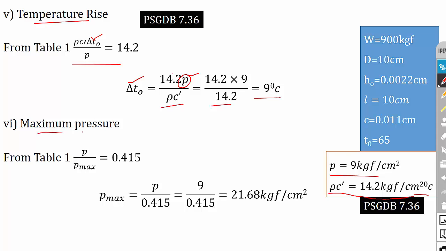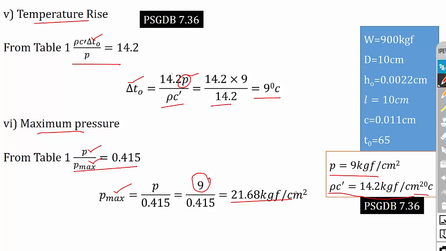Then the last step is calculation of maximum pressure. So from the table, P by P max is equal to 0.415. So here P is the pressure value and P max is the maximum pressure. So further P max is equal to P divided by 0.415. P we have calculated, it is 9. So the P max value, that is maximum pressure, is 21.68 kgf per centimeter square.